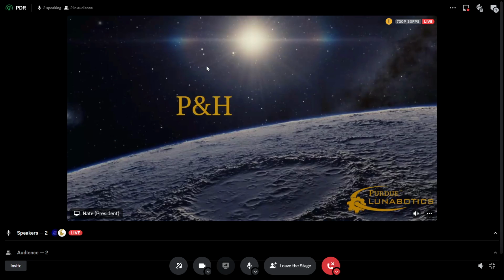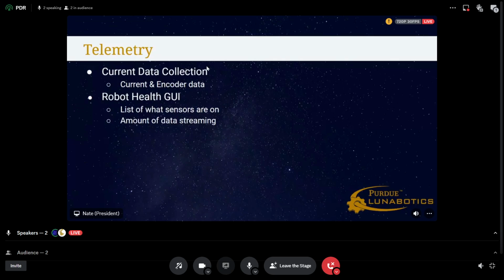Questions? For the telemetry, what exactly are you planning? So like what will operate the robot, say autonomous mode or manual mode? What are we streaming through? Is it just current and encoder data? Are we getting any sort of live configuration? What are we displaying on that GUI? What would be the box cells?